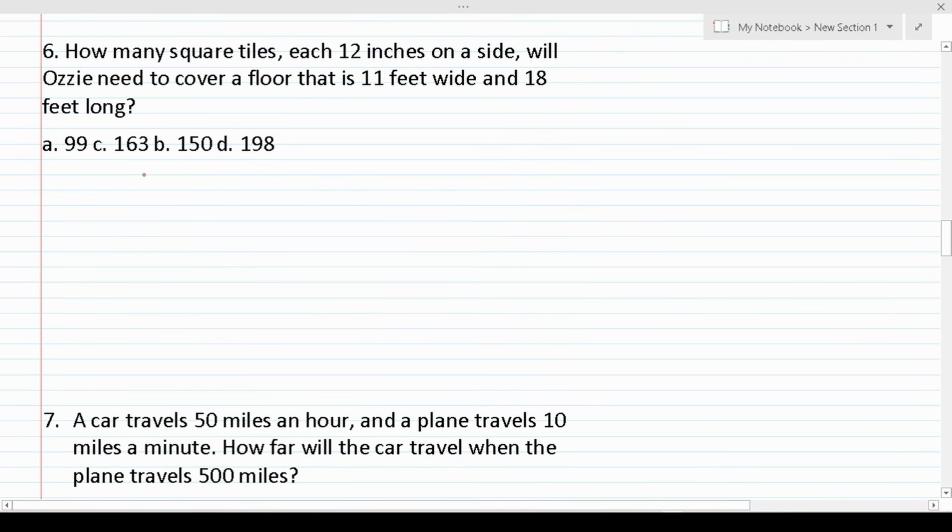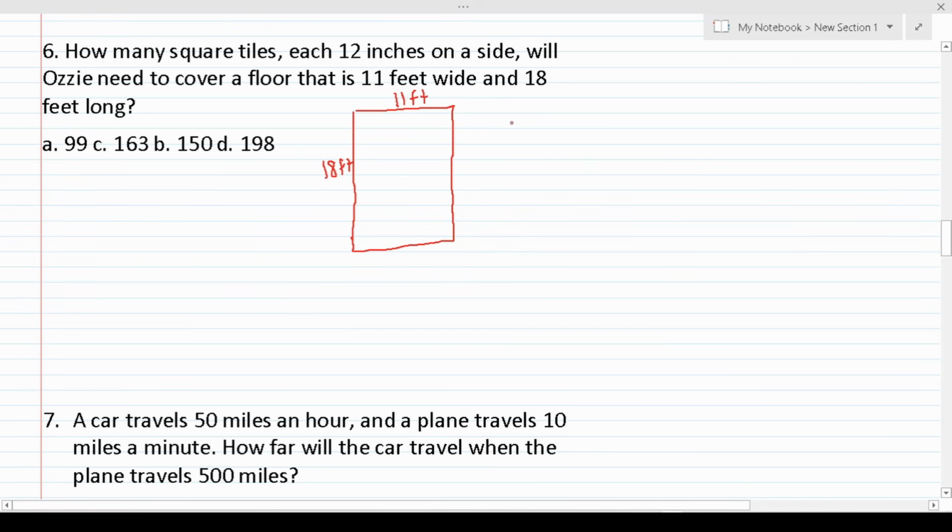Question 6 says, how many square tiles, each 12 inches on a side, will Ozzy need to cover a floor that is 11 feet wide and 18 feet long? So let's start by talking about what we have. We have a rectangular floor that is 11 feet wide by 18 feet long. So it looks more or less like that.